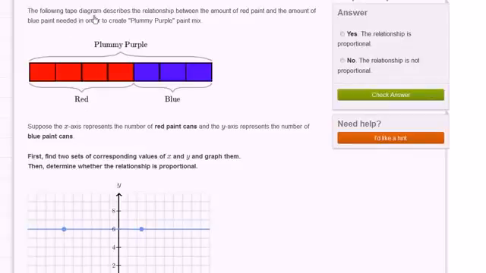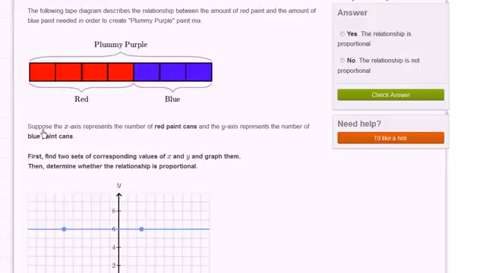The following tape diagram describes the relationship between the amount of red paint and the amount of blue paint needed in order to make plummy purple paint mix. So they show us here that for every 4 parts red, you need 3 parts blue. Or you could say that the ratio of red to blue is 4 to 3, or that the ratio of blue to red is 3 to 4.